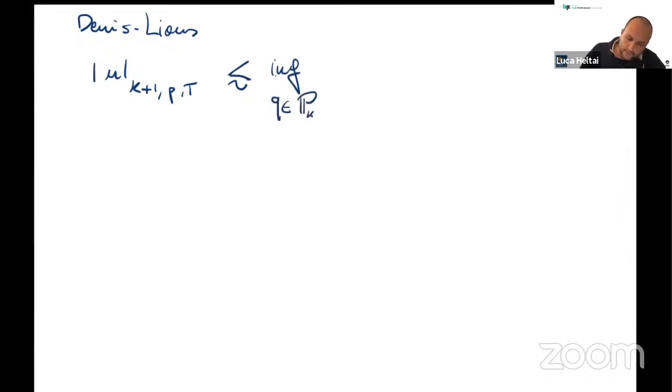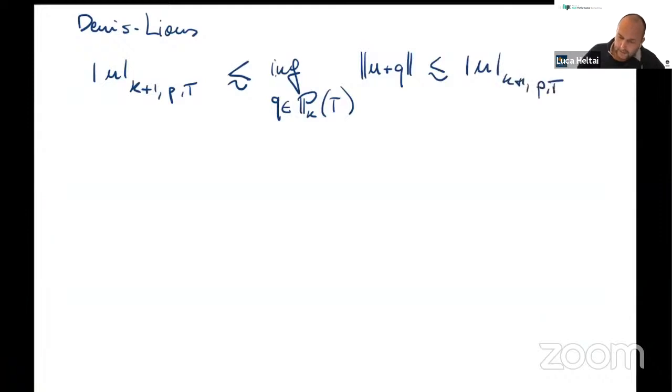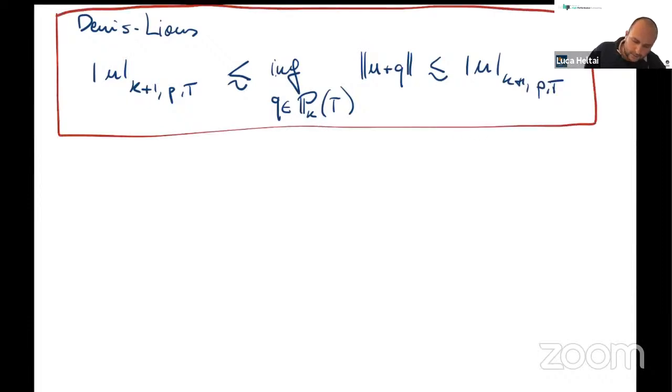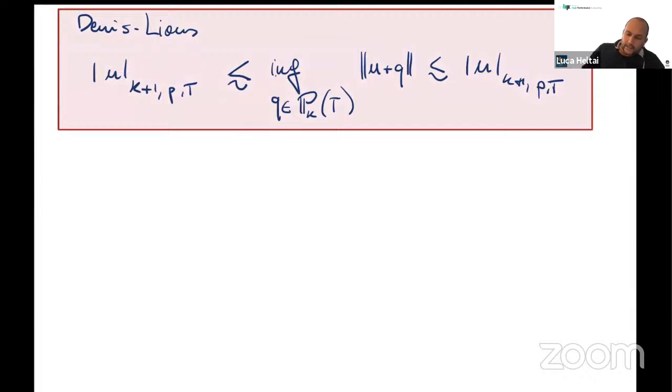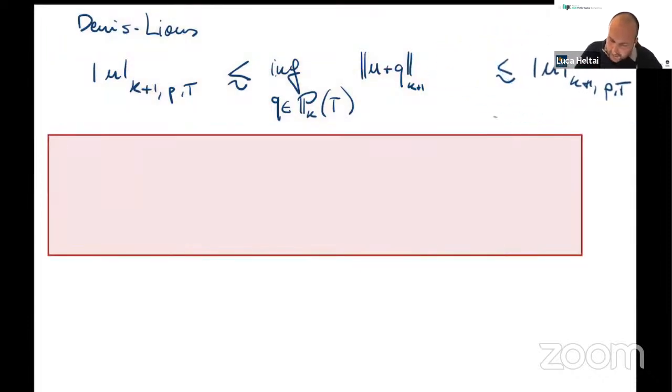The Deny-Lions lemma states that the k+1 semi-norm on a domain T is equivalent to the infimum over polynomials Q of order k on T of the norm of u plus Q, in the k+1 norm. With this notation, what we're saying is that there exist two constants which are independent of anything that appears in the slides over here. And it's telling you that the semi-norm is equivalent to the quotient norm. Sorry, I forgot to add the k+1 norm here, so this over here is actually the k+1 norm on T.